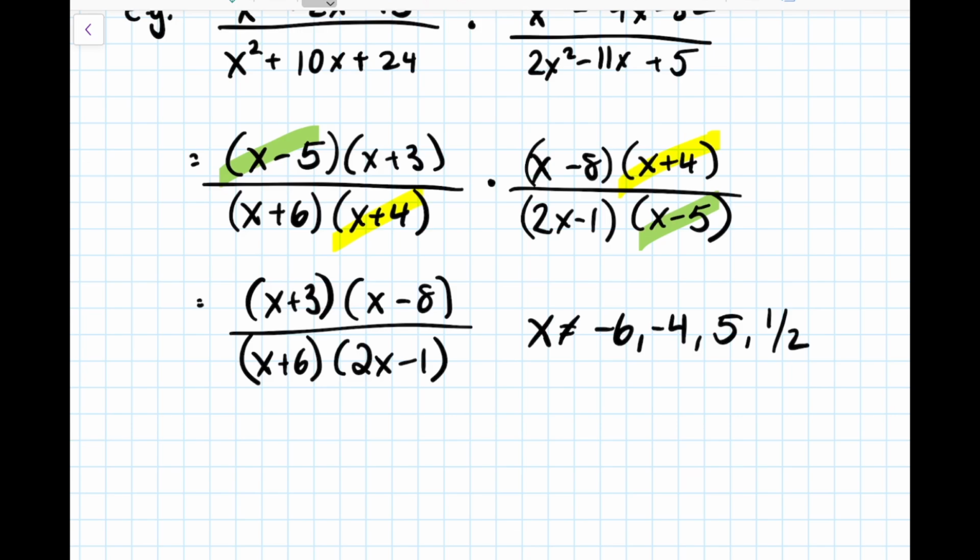In the next video, I'm going to go over division, which you can probably guess is also going to be pretty similar to dividing fractions. So once you're ready for that, go ahead and check that video out.